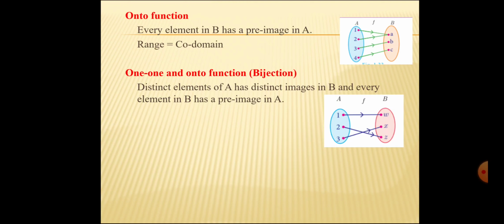Okay, next we want to find out onto function. Already you know range is equal to codomain. Here what is the range? The outcome, the answer: W, X, Z. It is the range. Next, codomain: W, X, Z. It is the codomain. So range is equal to codomain. So clearly it is an onto function also.